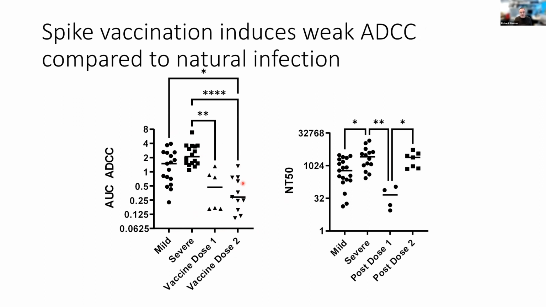This isn't because they aren't responding to the vaccine, because if we look at neutralization, certainly after their second vaccine, they have very good neutralizing antibody responses. So at least as far as vaccination is concerned, there's a complete disconnect between the neutralizing response and the ADCC response, with vaccination inducing good neutralizing antibodies, but poor ADCC responses.